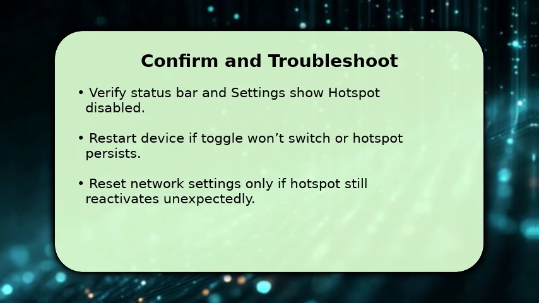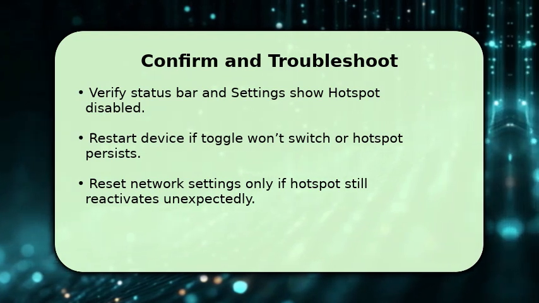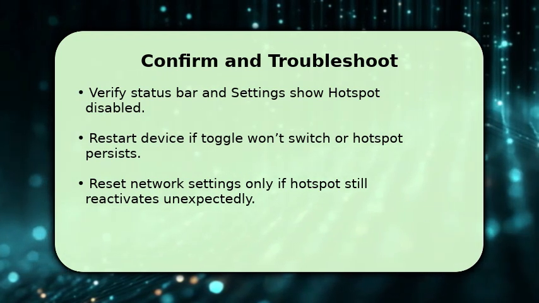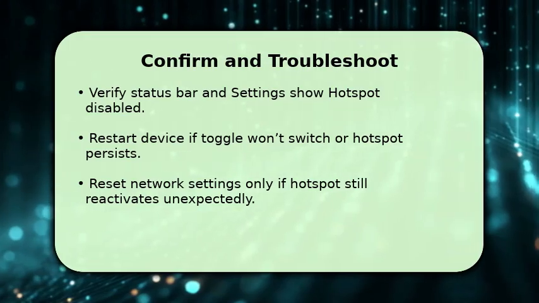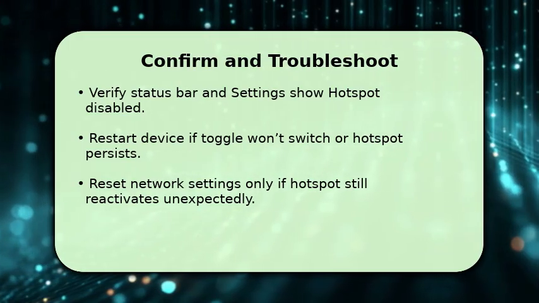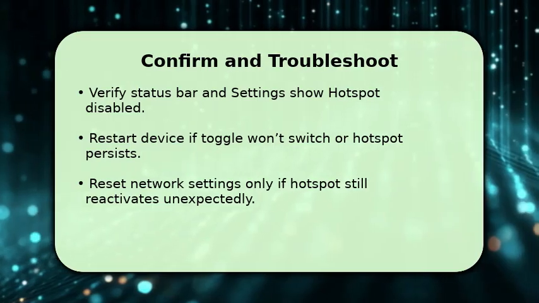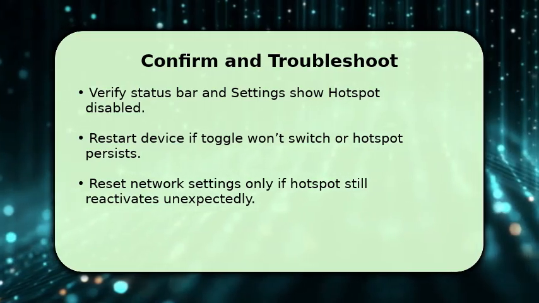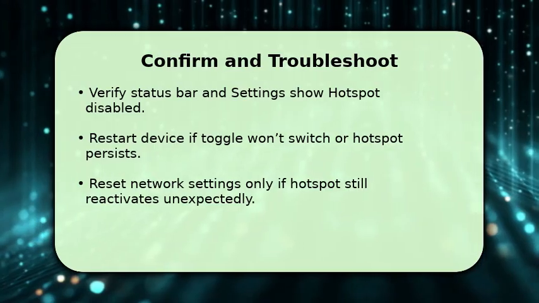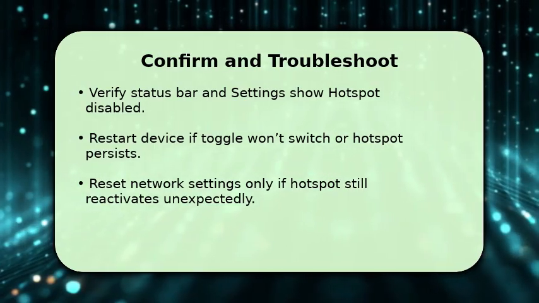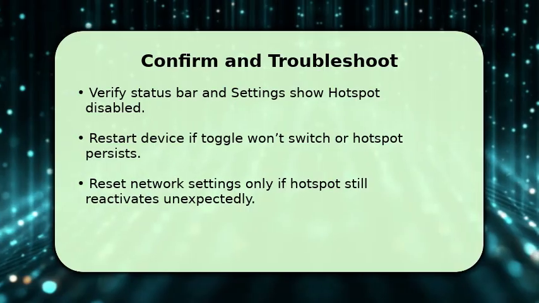If the toggle won't flip or the hotspot seems to persist, restart your phone to clear temporary glitches. If problems continue, reset network settings as a last resort. This clears saved Wi-Fi and paired devices, but often fixes stubborn tethering issues. If you do reset, recheck hotspot status afterward to ensure it remains off.